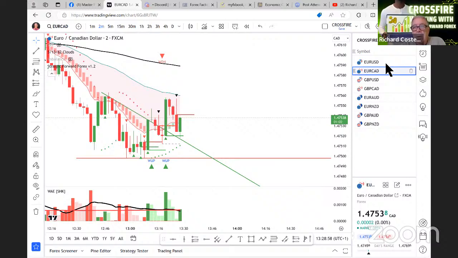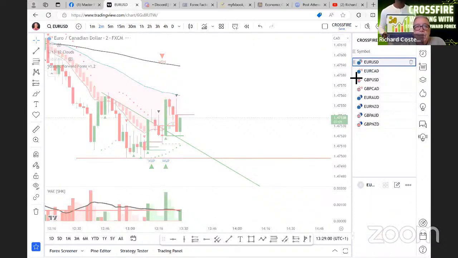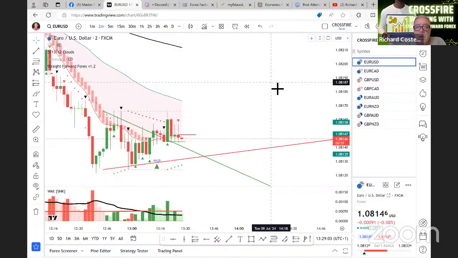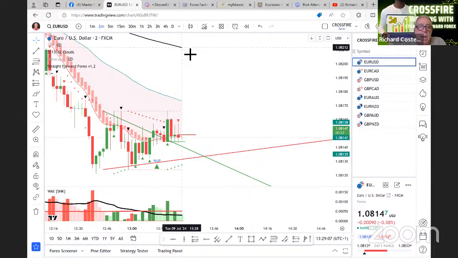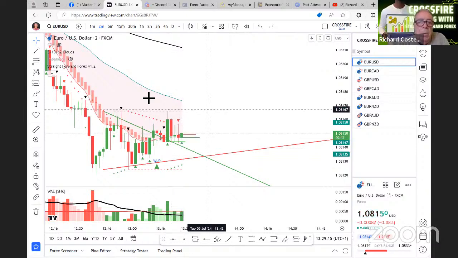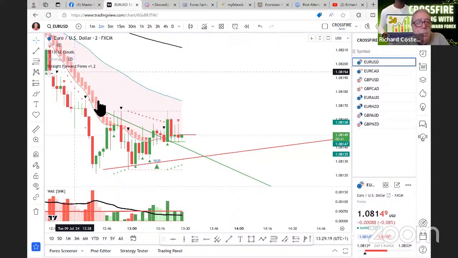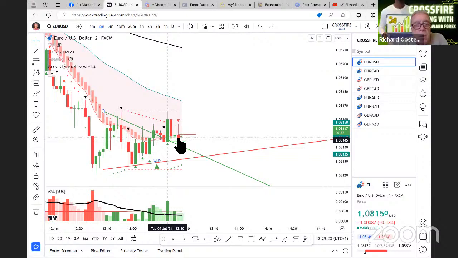If I look at Euro US, very similar to Euro CAD, 200 moving average pointing down, 62 moving average pointing down, 13 moving average sort of moving sideways. But we are in a red cloud situation. We've been in a red wave block situation. They've now just turned to green, but they're not particularly big. And we're in a wave up with green PSAR.